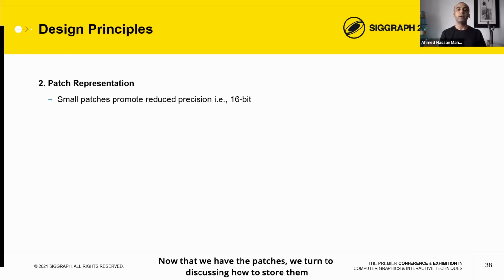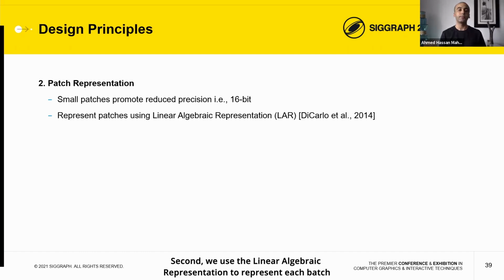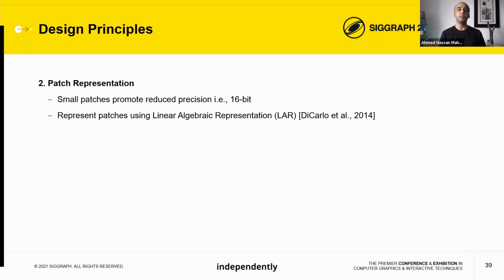Now that we have the batches, we turn to discussing how to store them. We, of course, are looking for a representation that is compact, such that it can fit in the shared memory, and allows high concurrency. But since batches are small, we can use reduced precision to represent mesh elements, and for this, we use 16-bit indices. Second, we use the linear algebraic representation to represent each batch independently.